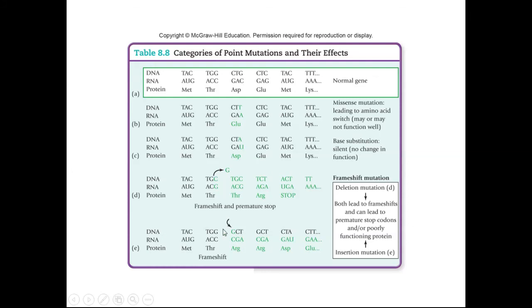GCT, I've now inserted an extra nucleotide, and all the downstream codons will be changed, and downstream amino acids will then be changed as well. So we went from aspartate, glutamate, methionine, lysine, to arginine, aspartate, glutamate. So frame shift mutations, by inserting or deleting a specific nucleotide, you can have a catastrophic change to the genome.